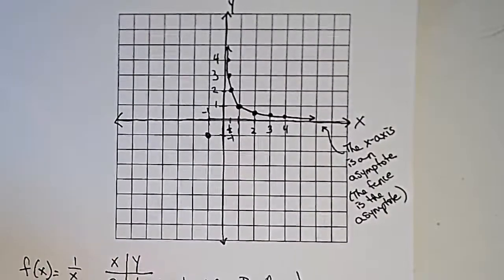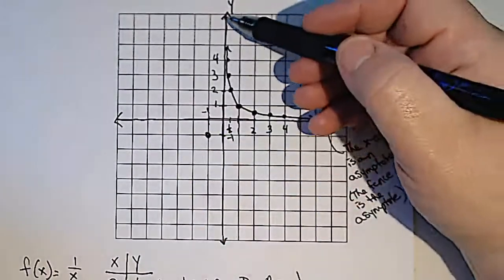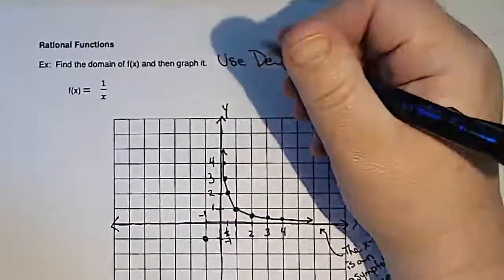Okay, so let's look at what happens in the negative land. If this is an asymptote, the y-axis is an asymptote.